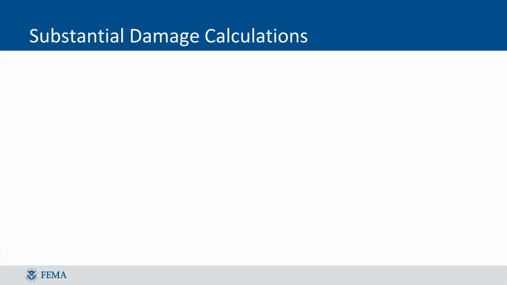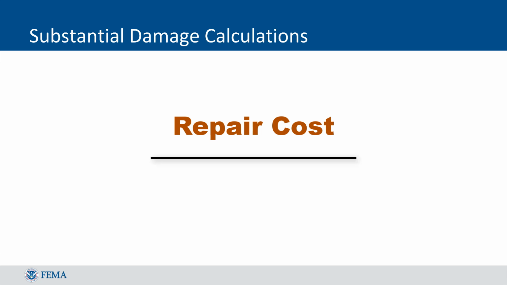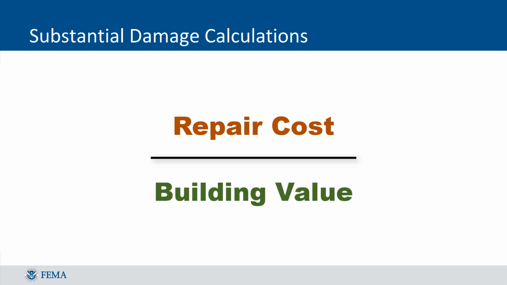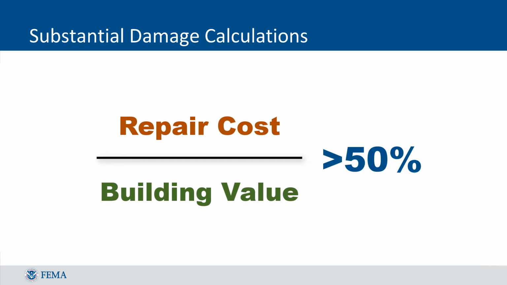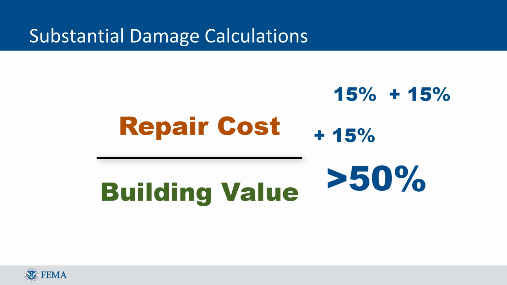To review from previous modules, substantial damage determinations are based on the ratio between the cost to repair a structure to pre-damaged conditions divided by the market value of the structure before it was damaged. If the ratio is greater than 50%, the structure is considered substantially damaged under the NFIP. Communities may set a lower threshold or track damage cumulatively over time.